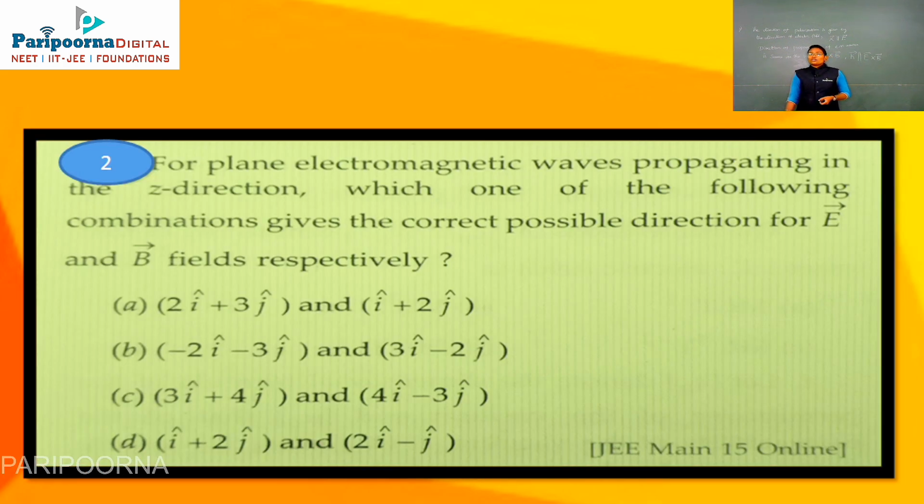So, here for plane electromagnetic waves propagating in the Z direction, we have to find which one of the following combinations gives the correct possible direction of the E vector and B vector, that is the electric field and the magnetic field respectively. So, let us find.